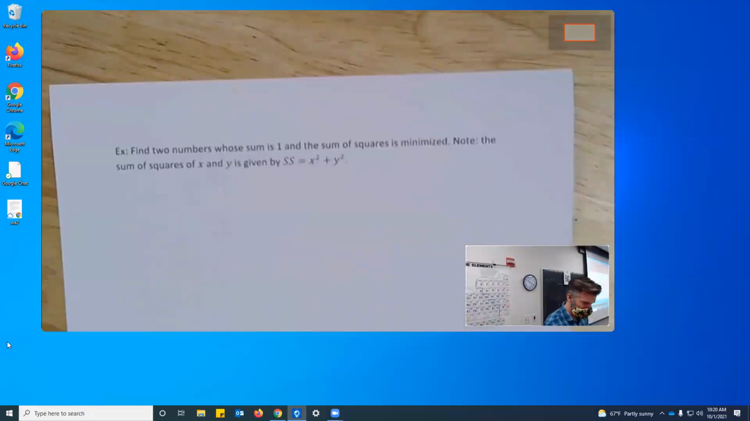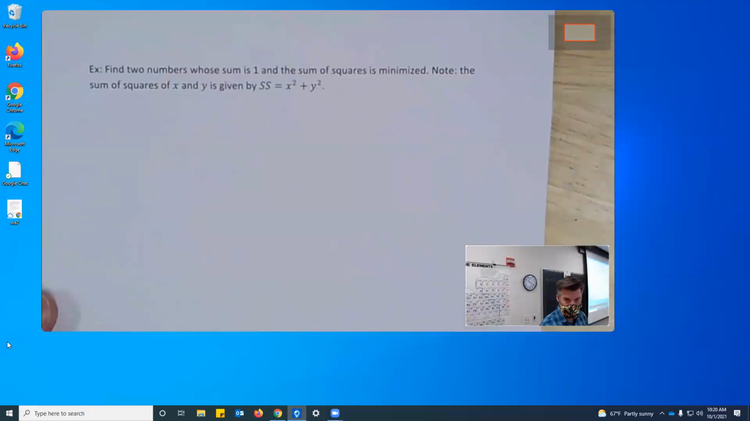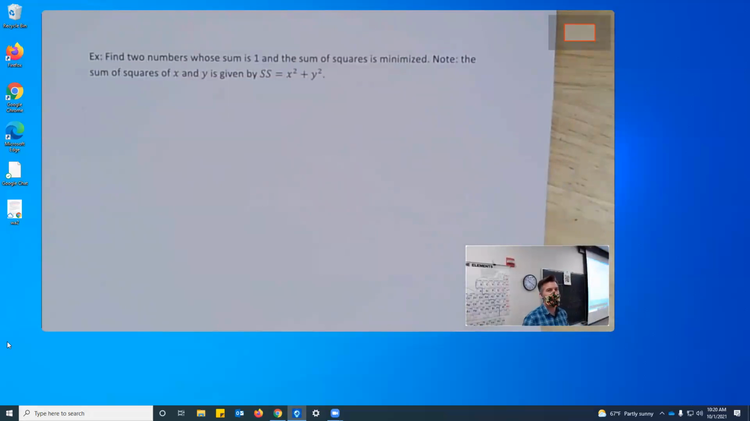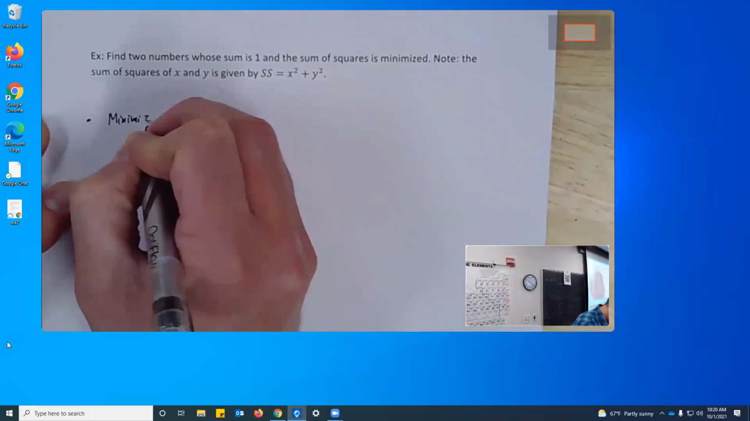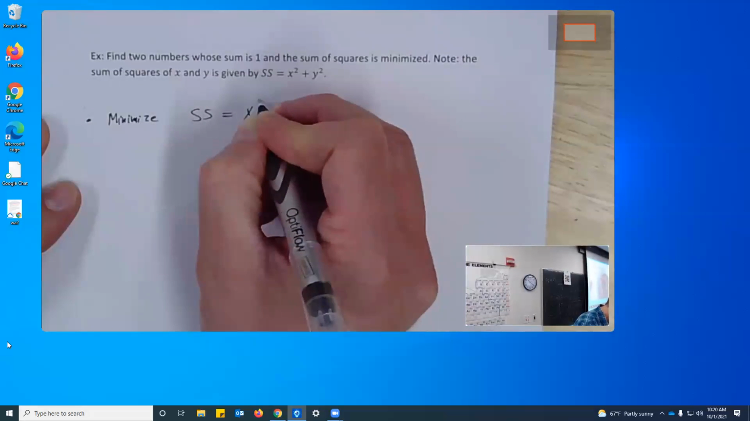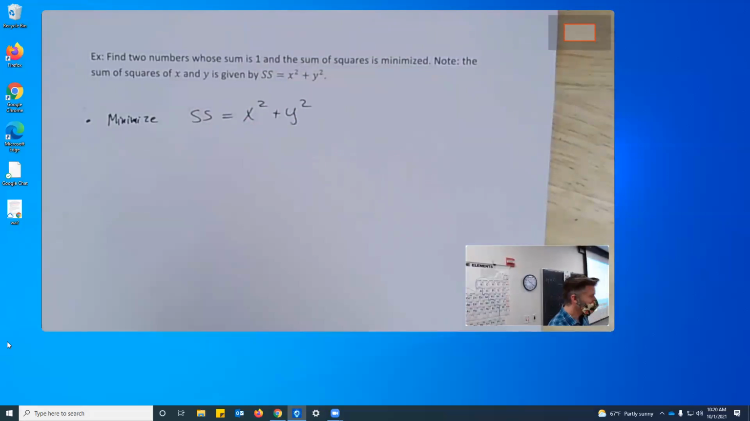All right, let's look at this next one. Find two numbers whose sum is 1 and the sum of the squares is minimized. Note the sum of the squares of X and Y is given by SS for sum of squares equals X squared plus Y squared. So they've already given us the thing that we're trying to optimize, in this case minimize. So we want to minimize SS equal to X squared plus Y squared. And as before, we have something we're trying to optimize that has two different variables in it, so we definitely need to use a constraint to eliminate one of those variables.